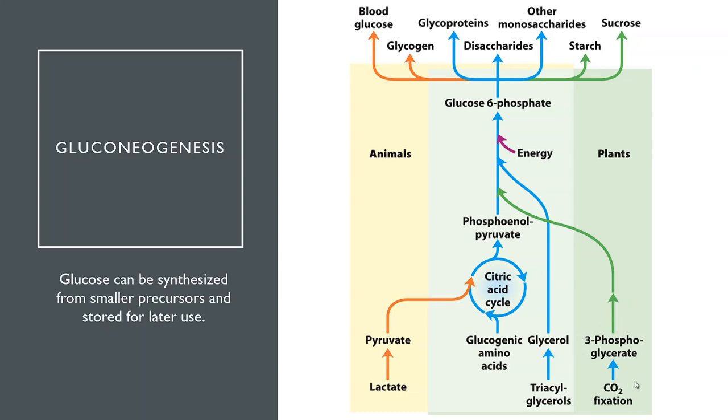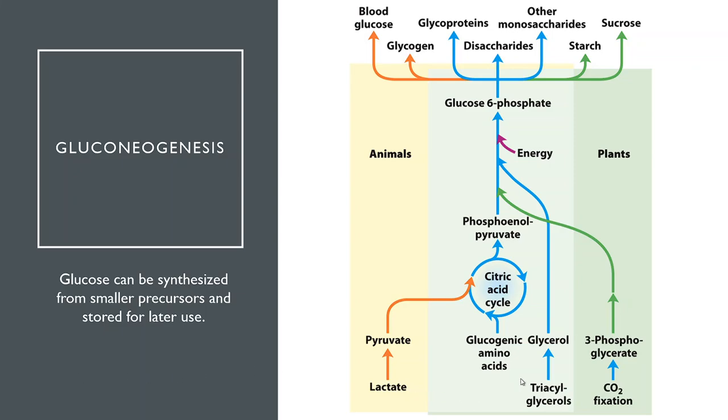So plants take carbon dioxide from the air and, using energy from the sun, convert CO2 into 3-phosphoglycerate, and then that gets turned into glucose 6-phosphate, which then can be converted into starch or sucrose or other sugar molecules like other disaccharides. It can be used to make glycoproteins and so on. And then again, that's how the plants store energy, or they use those molecules for whatever purposes they need.